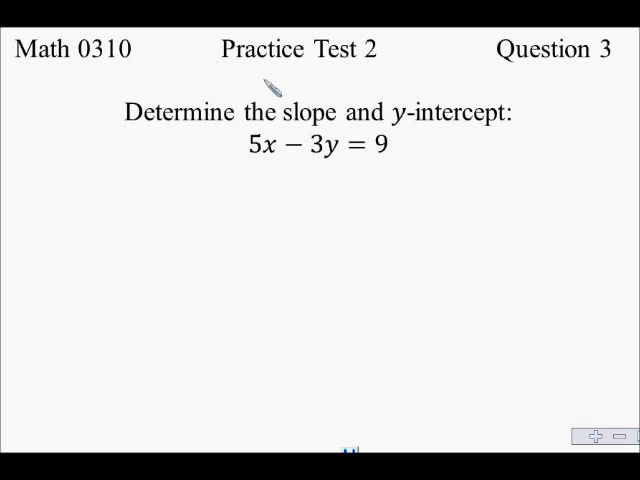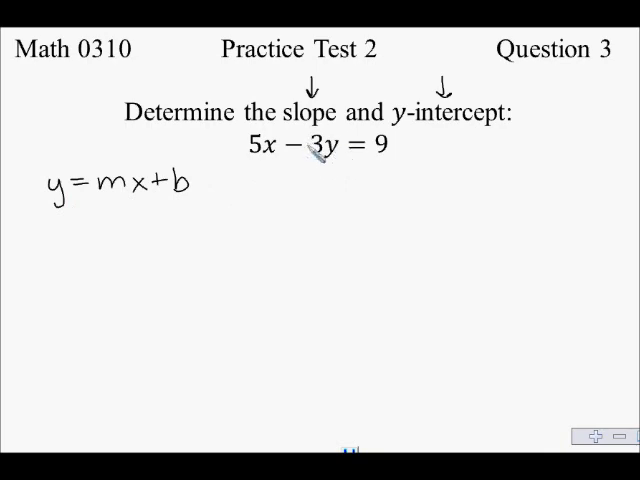Question 3 says determine the slope and y-intercept. So we're looking for 2 things. We're looking for both the slope and the y-intercept. If we can get this equation in slope-intercept form, then we can find the slope and the y-intercept easily. So we want to convert this equation to slope-intercept form, and that is the form y equals mx plus b. So we want to solve this equation for y.